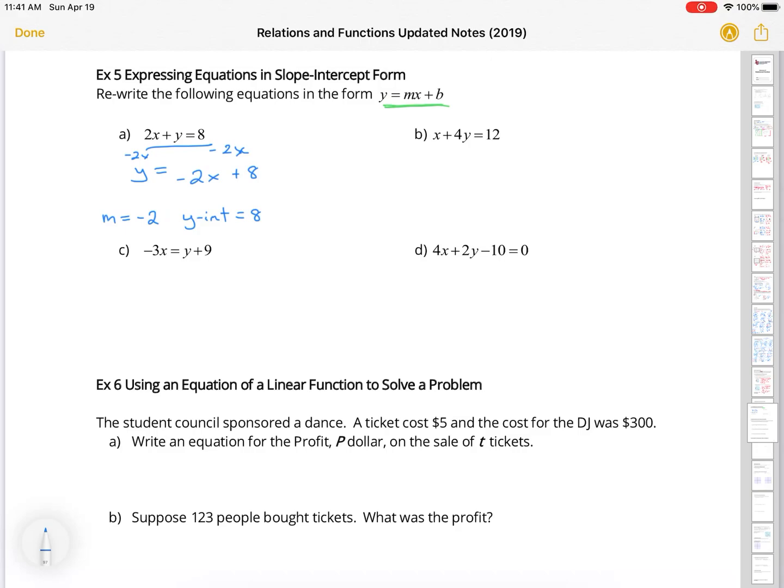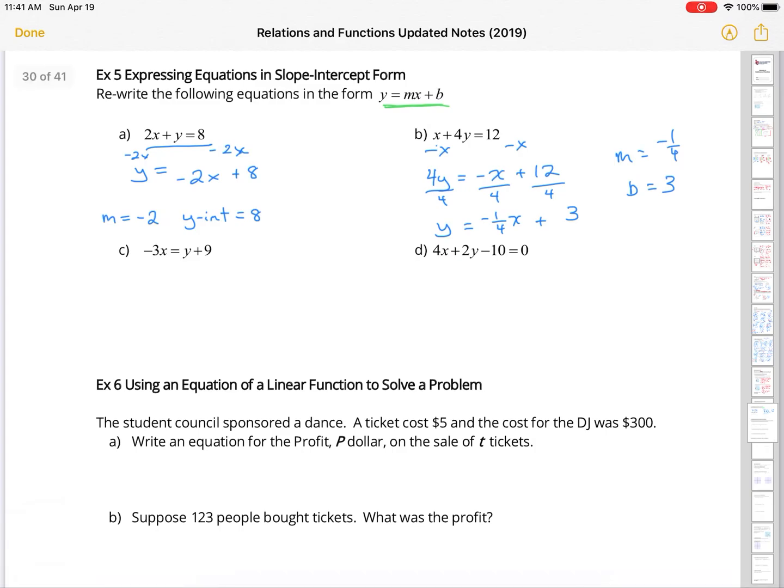This next one's a little more complicated. Again, we're trying to get y by itself and everything else on the other side. So we have x plus 4y equals 12. We're going to subtract x from both sides. So we get 4y is equal to -x plus 12. Then we have to get rid of this 4. So we're going to divide everything by 4 because we want to get y by itself. When we do that, we get y equals -1/4 x plus 3. So now from that, we know our slope is -1/4 and our y-intercept is 3.